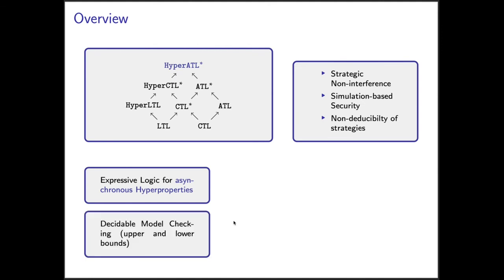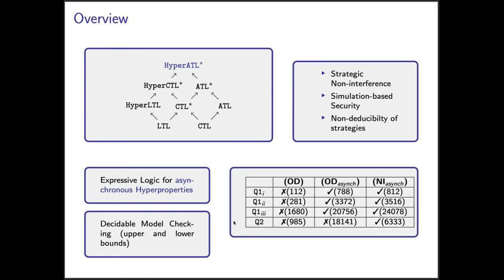Despite its expressivity, we show that model checking our logic is still decidable, and we give tight upper and lower bounds on this problem. And last but not least, we've evaluated a prototype model checker that can check a fragment of our logic on concurrent game structures and evaluated it on various small properties.